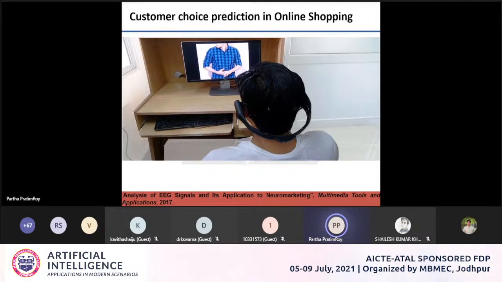They understand, using your buying pattern or viewing pattern, what kind of products you are interested in, and accordingly they recommend. Similarly, because everyone is using online platforms, if this person is viewing these products and we are collecting EEG signals, we will understand whether this person is really interested in the product or not. If he is interested, then we can recommend similar products.